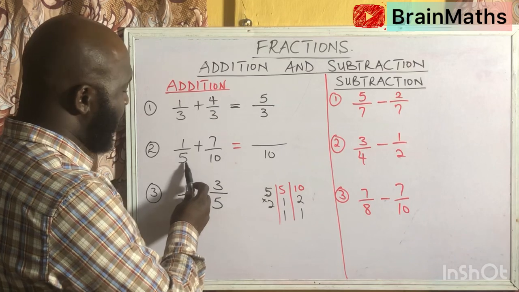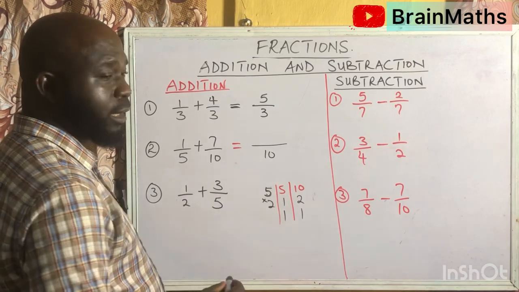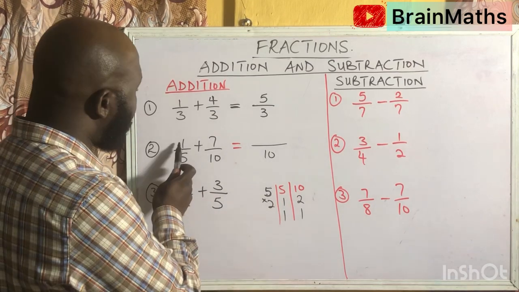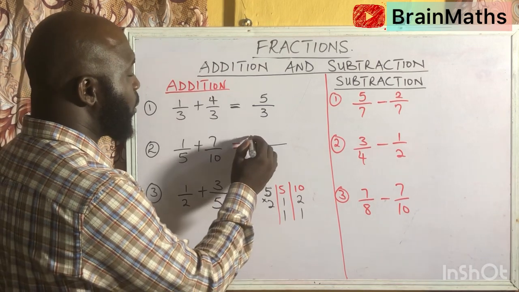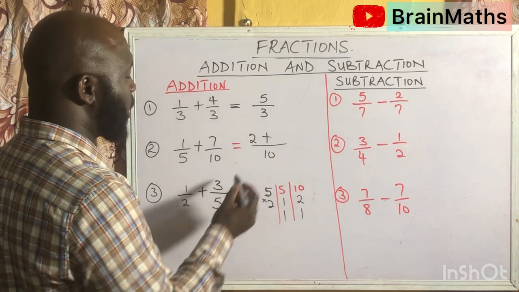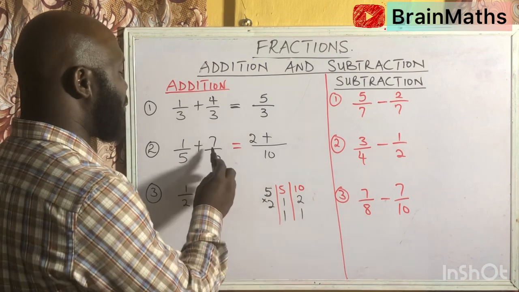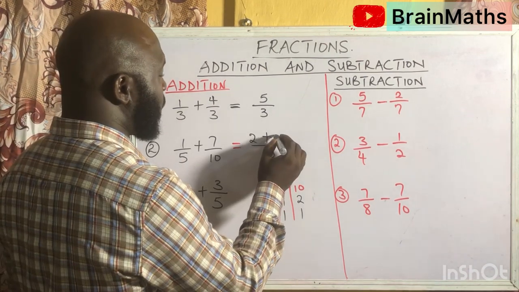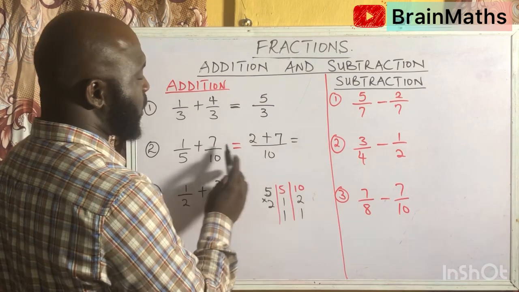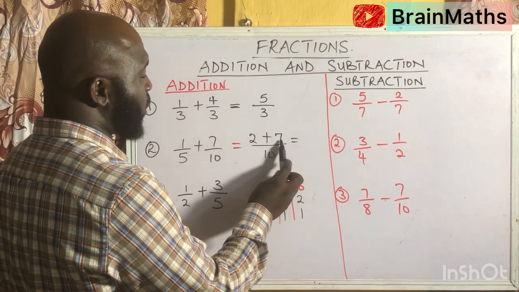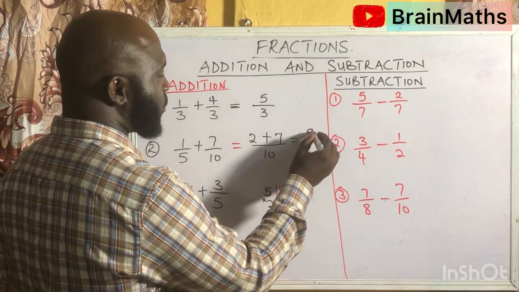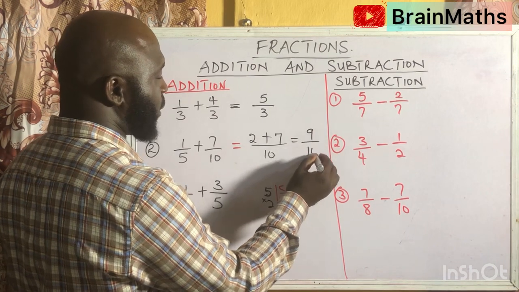So how many 5 can we get in this 10? That will give us 2. Multiply the 2 by the numerator. We have 2 plus how many 10 can we get in 10? That is 1, and 1 times 7 will give us 7. So we say 2 plus 7, 9 over 10.